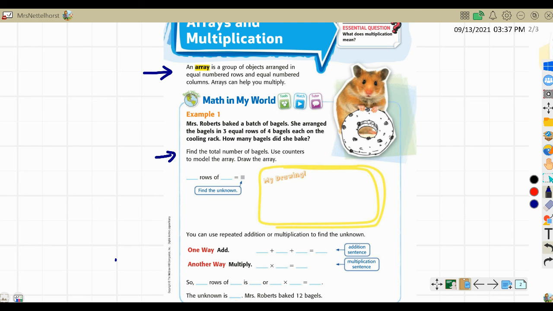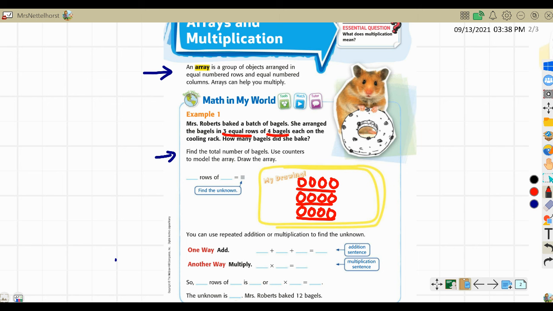Okay, so when we draw arrays, we know we draw horizontal lines to show the number of rows. So we have 3 equal rows. So I'm going to do 1, 2, 3 horizontal lines. And since bagels are round, I'm going to go ahead and draw 4 circles on each line. 1, 2, 3, 4. 1, 2, 3, 4. 1, 2, 3, 4. So now I'm going to fill in this sentence here, blank rows of blank.